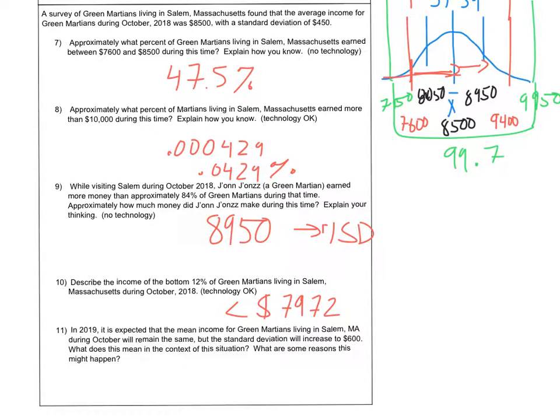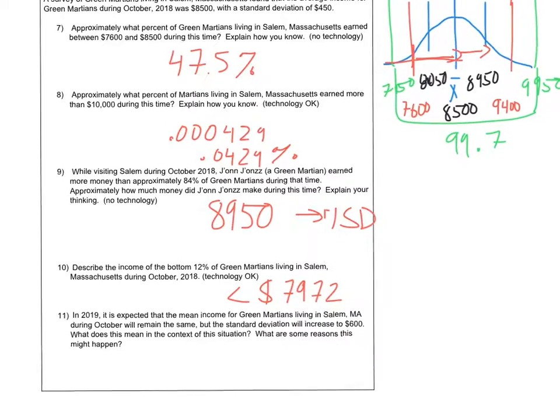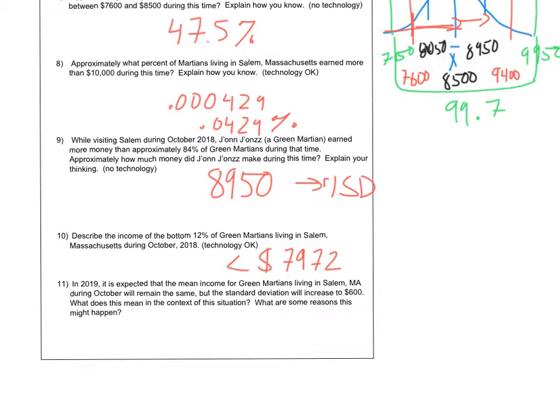Okay, for number 11, we're looking at what's going to happen in 2019. And here we have the mean remaining the same, but the standard deviation is going to be increasing. We know that standard deviation is all about the spread of the data. So this would mean that the data is going from something that's kind of like this, to something that's more spread out. What that could mean is that we have more people, or more Martians, at the outer edges, that if the standard deviation is increasing to 600, that means the average distance from the mean is now 600. It used to be 450.